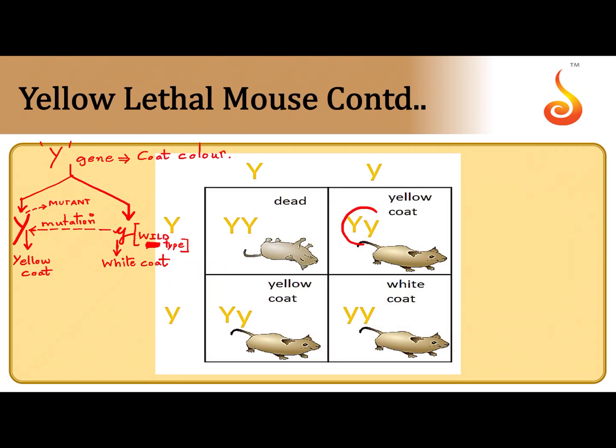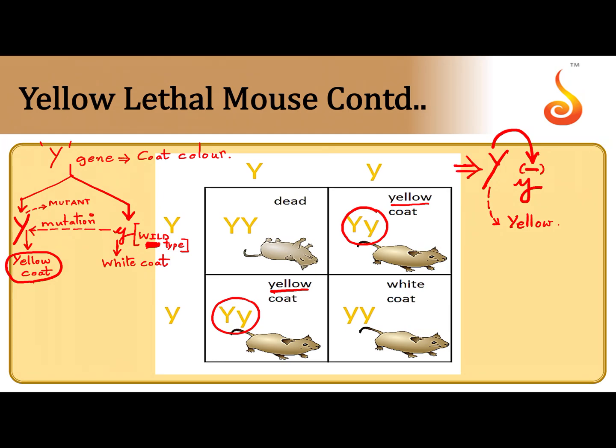Notice here in these two genotypes, capital Y is with small y, and capital Y is responsible for the expression of yellow coat. In this case the mouse has a yellow coat, in this case also the mouse has a yellow coat. That means when capital Y occurs with small y, capital Y will mask the expression of small y, and therefore the coat color becomes yellow in a heterozygous condition. Now let us take a homozygous small y condition. If a mouse has two copies of small y, then the color of the coat will be white.